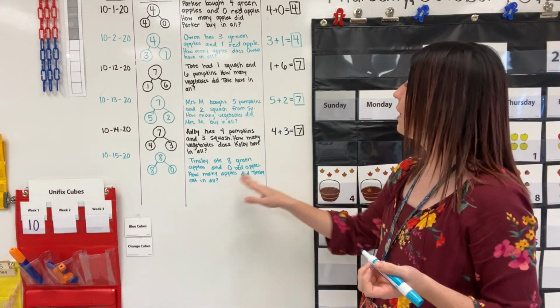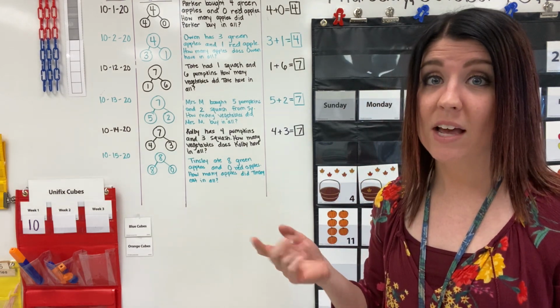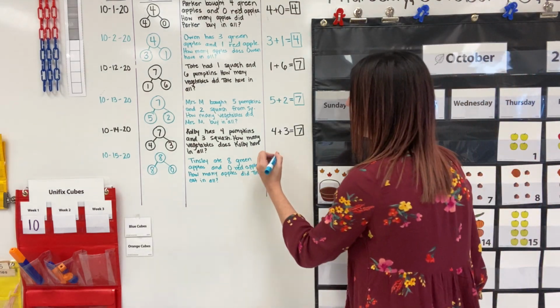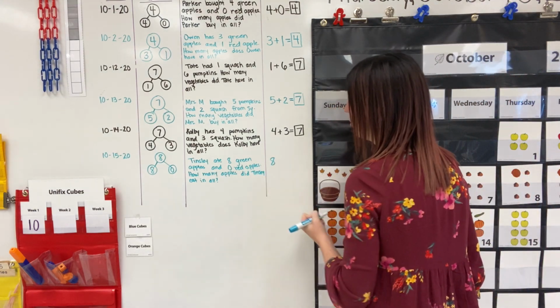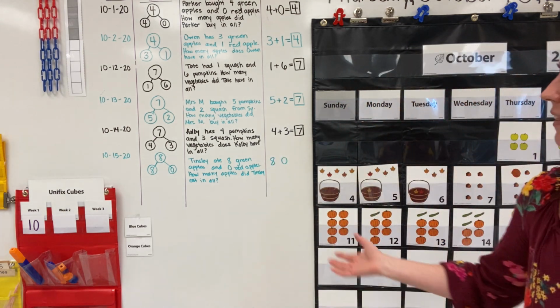That's our story. Now we're going to write an equation. Remember, an equation has to have numbers, and it also has to have pluses or minuses and an equal sign. So let's start with the green apples. There were 8 green apples, and there were 0 red apples. And I want to know how many that is all together.